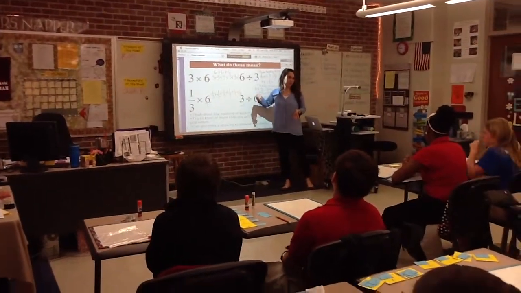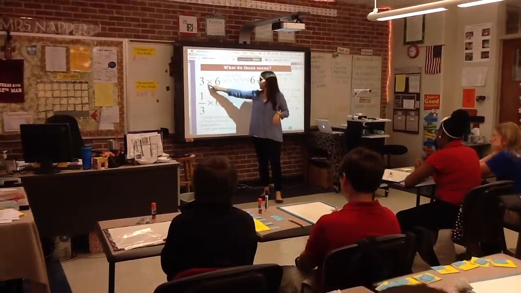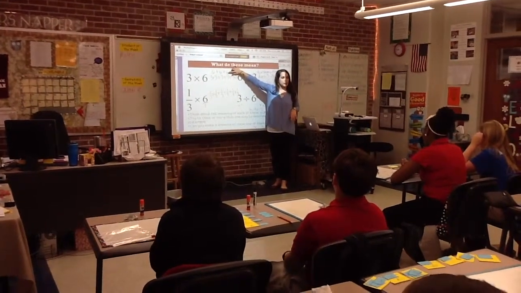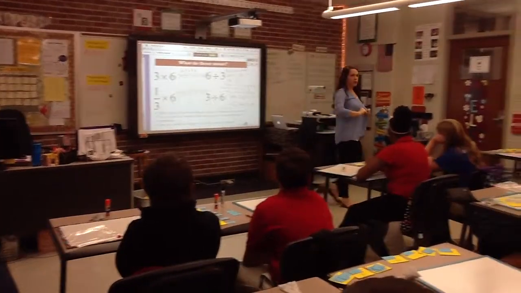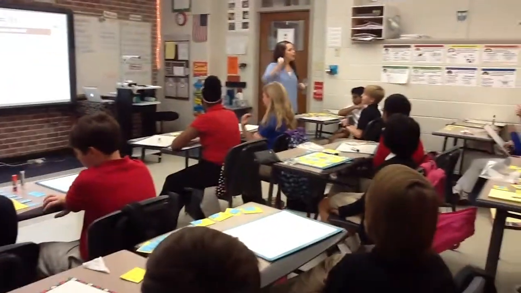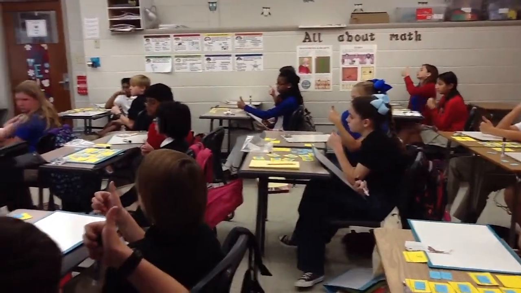Before we move on, I want to make sure that all of our ideas are correct, and if not, maybe we can add something. From what you've seen with the cards, we've got 3 times 6, and we said that it either equaled 6 plus 6 plus 6, or 3 plus 3, 6 times. Is that okay how it is? If it is, give me a thumbs up. If it's not, give me a thumbs down. Use your own brain to vote.